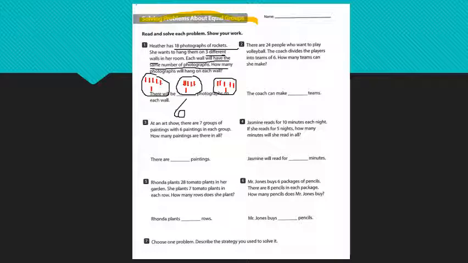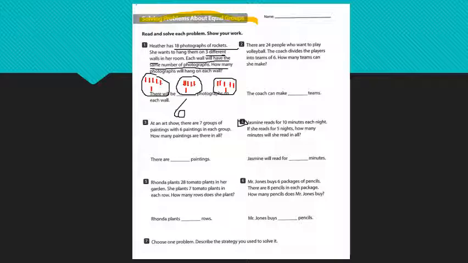We'll do one more on this page, and then you're going to take the same steps to solve the rest on your own. Let's start with, we'll do number 4. It says, Jasmine reads for 10 minutes each night. If she reads for 5 nights, how many minutes will she read in all? So we think again about a strategy we might use, think about what the problem's asking us to do, and then we'll solve.